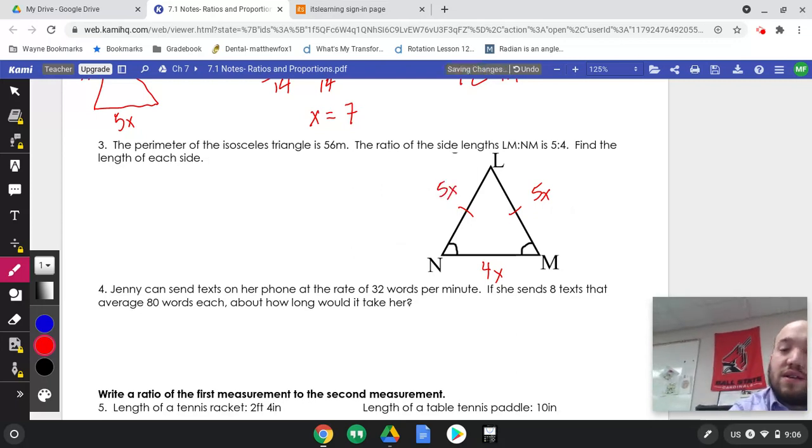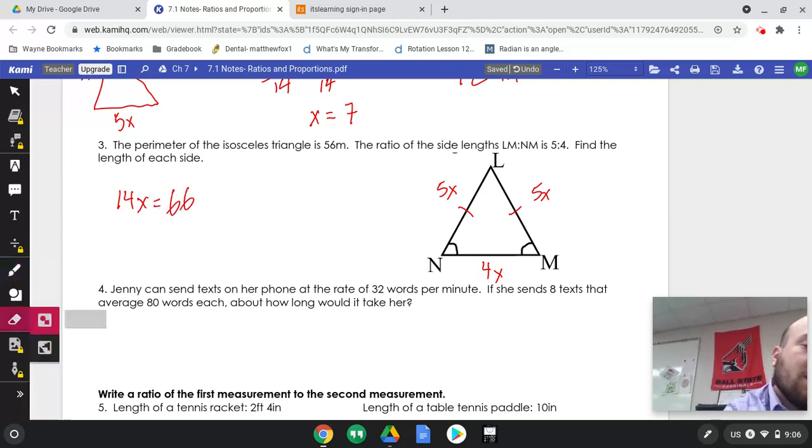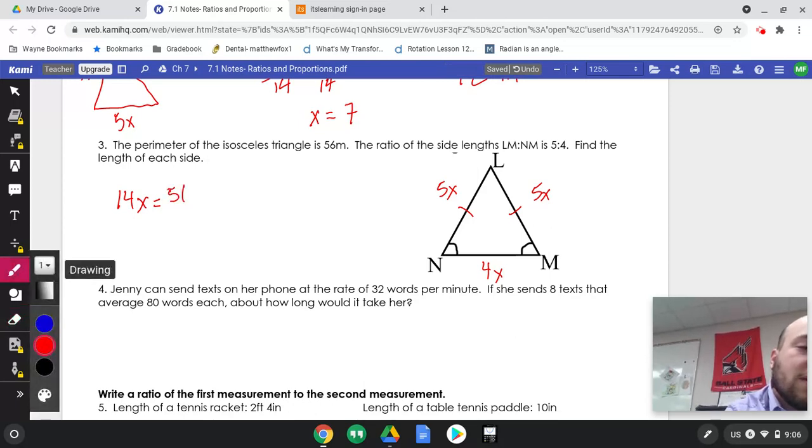Now from here, once again, we'll sum those up. So 5 plus 5 is 10, plus 4 is 14x, and that will equal 56. We divide, whoops, I wrote the wrong thing. 56, okay, now we divide by 14. We divide by 14, and here we're going to get x to equal 4.